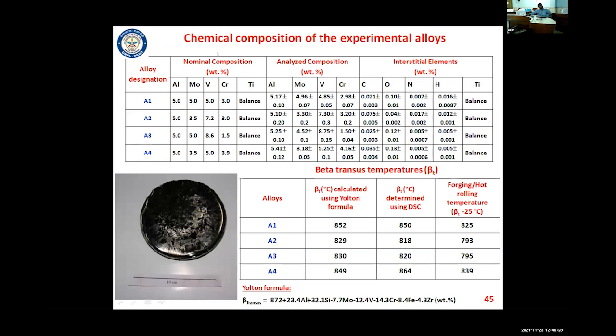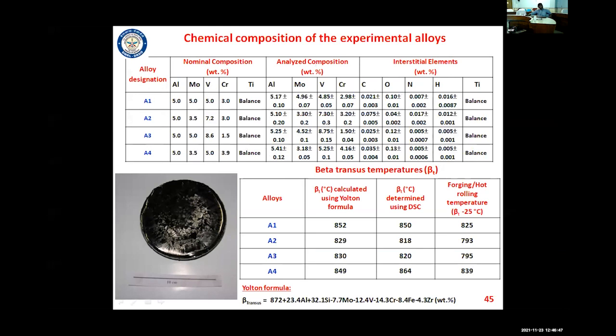Now I have presented the nominal composition which we proposed, and this is the analyzed chemical composition, which we analyzed using ICP-OES. You can also see the interstitial elements we have observed here. This analyzed composition is very close to the nominal composition.